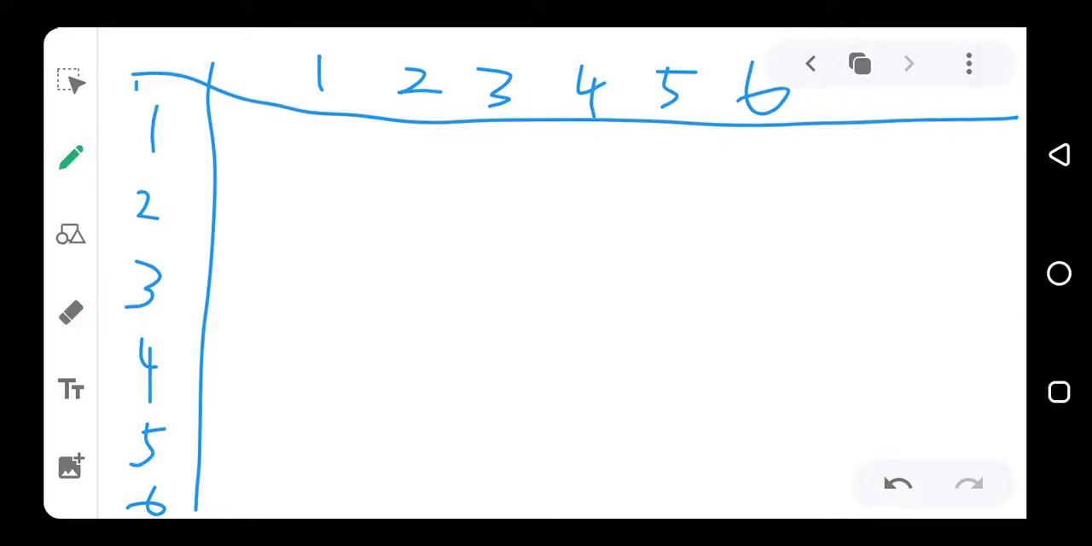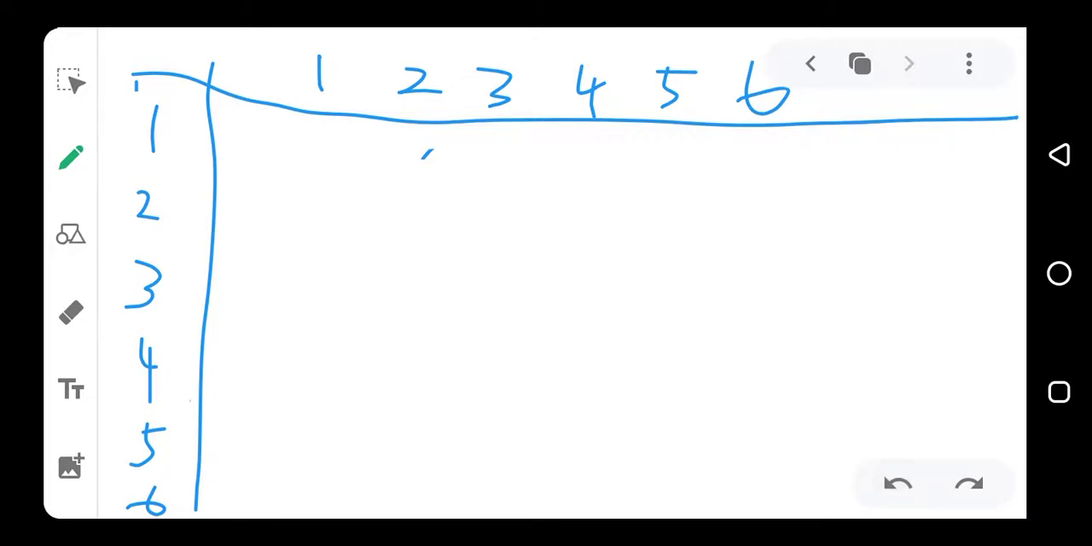We join the first one in the vertical line with all the numbers in the horizontal. That is, we take this one and join it with this, join it with this, join it with this, join it with this and this. Then we now take the second one, join it again to the end, take the third one, join it again to the end, take the fourth one, join it again to the end until we finish the whole numbers.